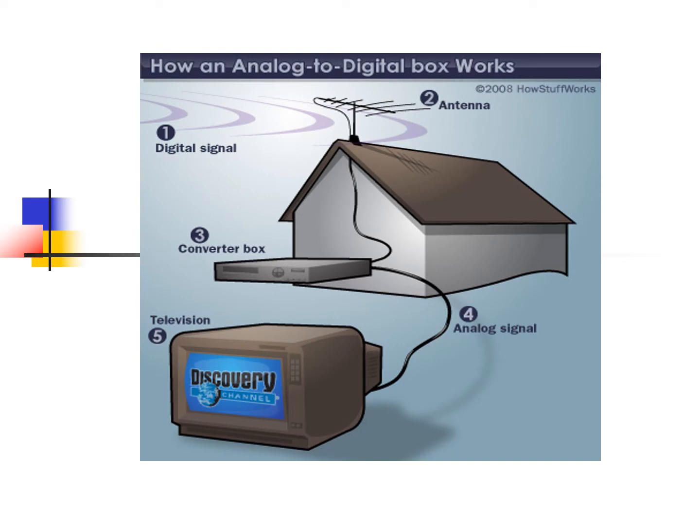There are cases wherein analog and digital signal are used. For instance, the GMA Affordabox and ABS-CBN TV Plus use analog and digital signal. How does an analog to digital box work? First, the digital signal from the broadcasting station is received by the antenna in our houses. The digital signal enters the converter box, and the converter box changes the digital signal to the analog signal. Then the analog signal goes to the television for us to see our favorite TV program.